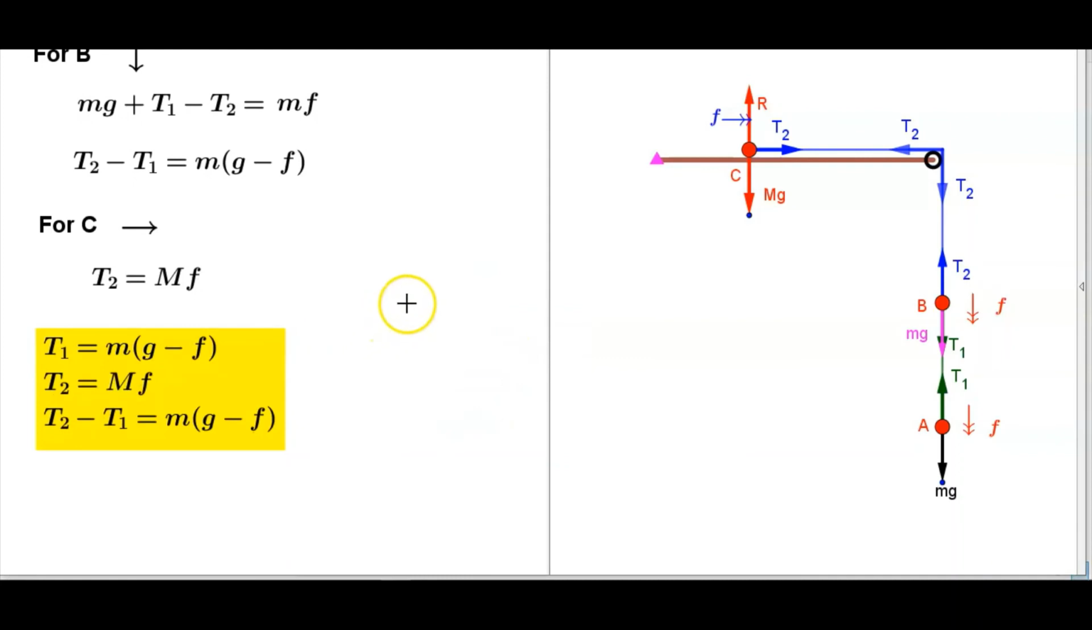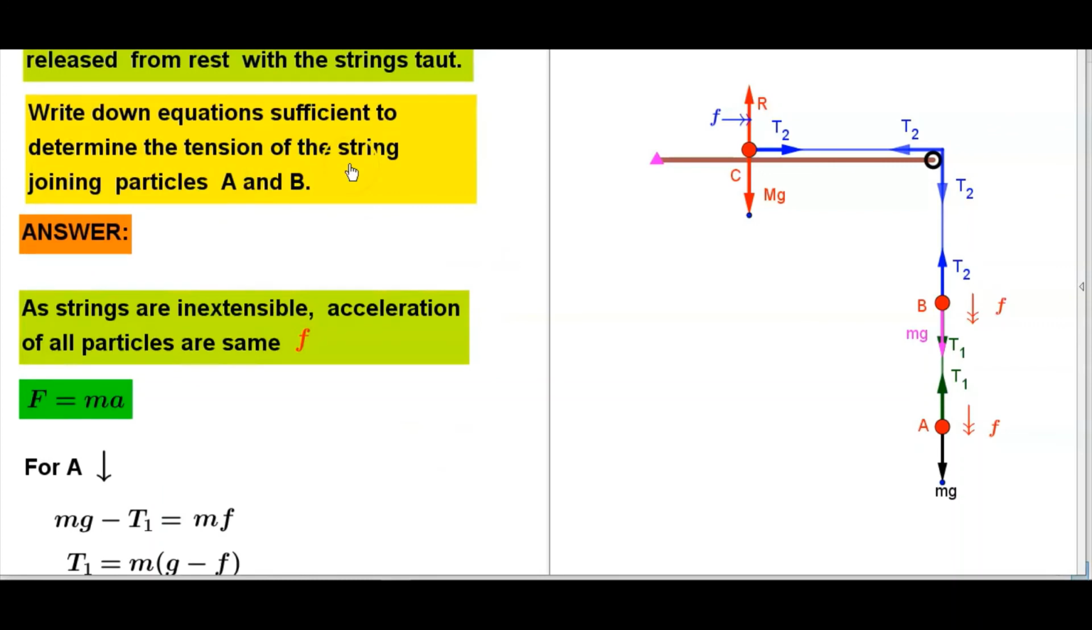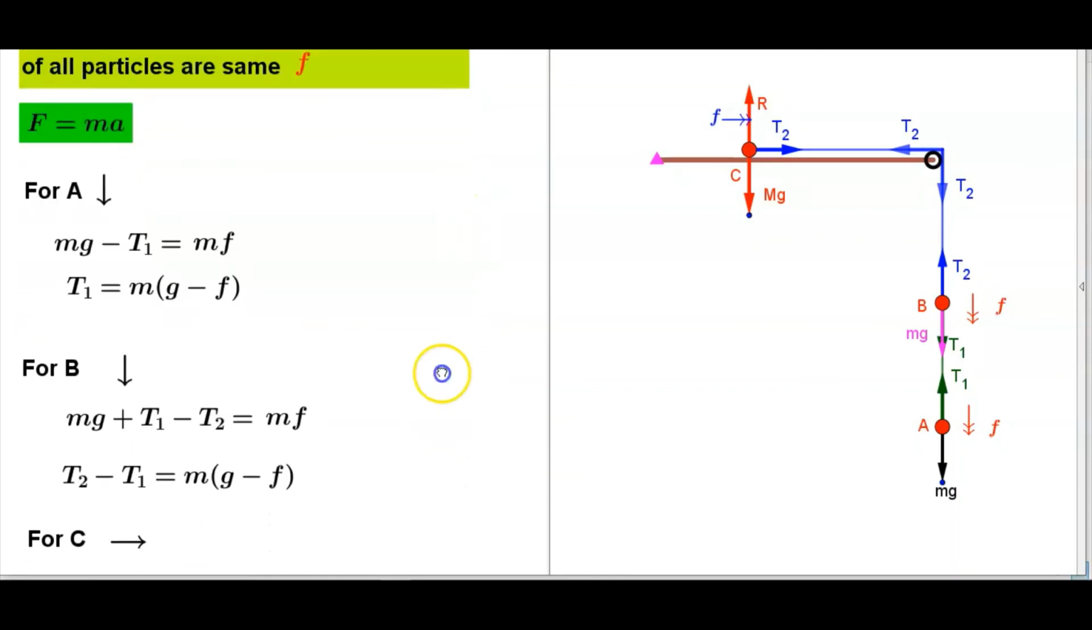Therefore, these are the three equations. T1 is equal to m into g minus f. T2 is equal to M into f. T2 minus T1 is equal to m into g minus f. Here three unknowns, three variables: T1, T2 and f. We got the three equations. Therefore, we can find out all the tensions and acceleration of the particles. These equations are sufficient.